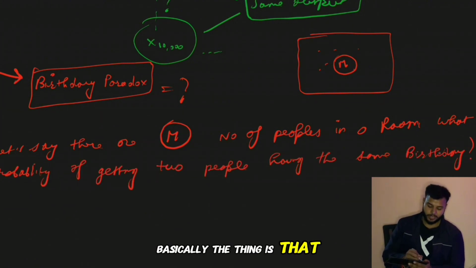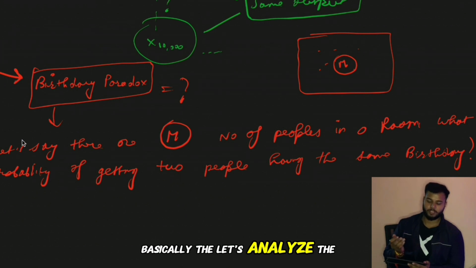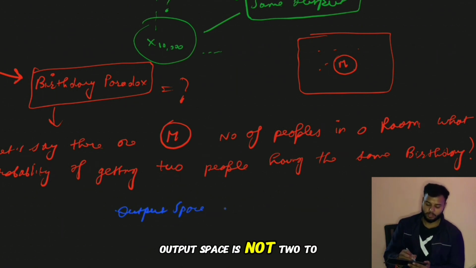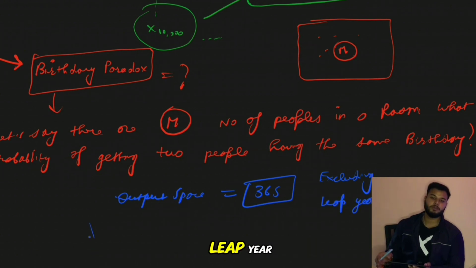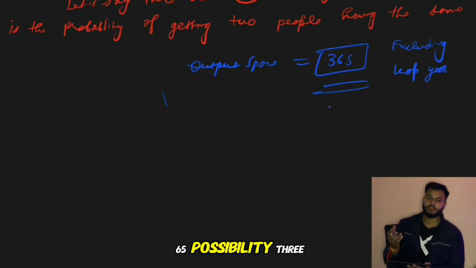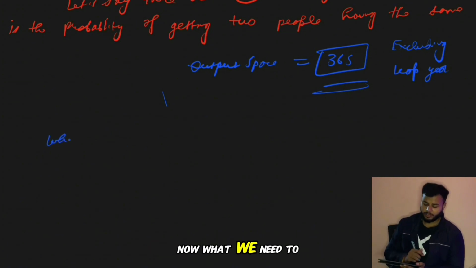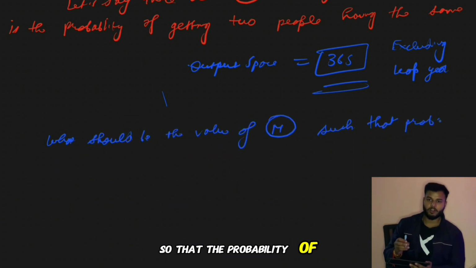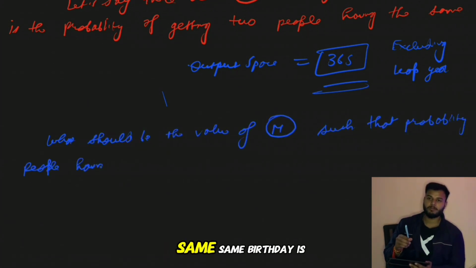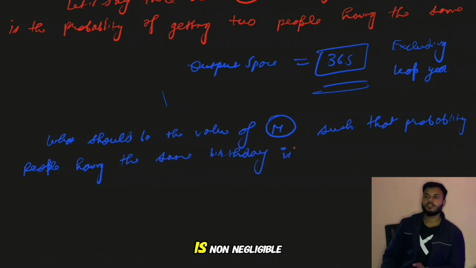Let's analyze the output space first. The output space is not 2 to the power n, it will be 365 days. We are excluding the leap year and all, so there can be 365 possibilities. Now what we need to find is what should be the value of m, so that the probability of two people having the same birthday is non-negligible.